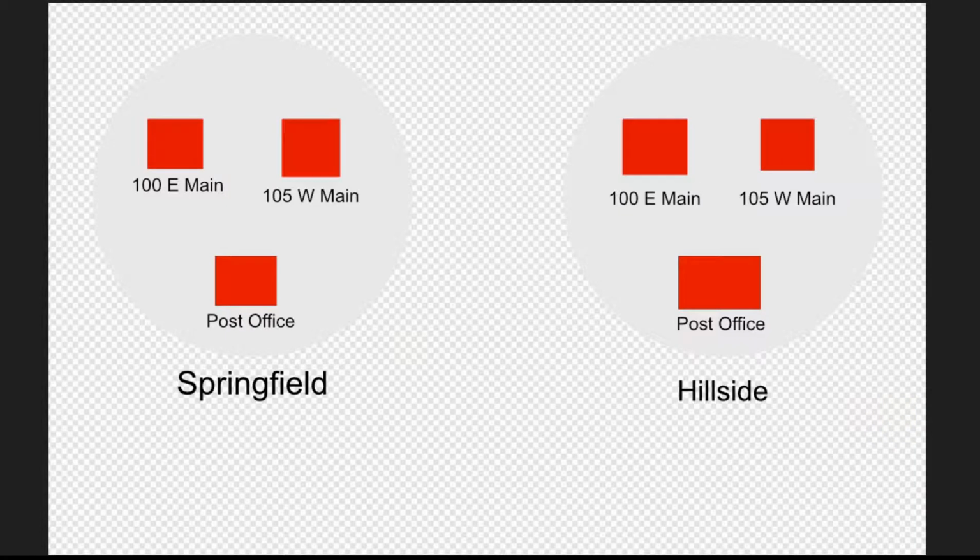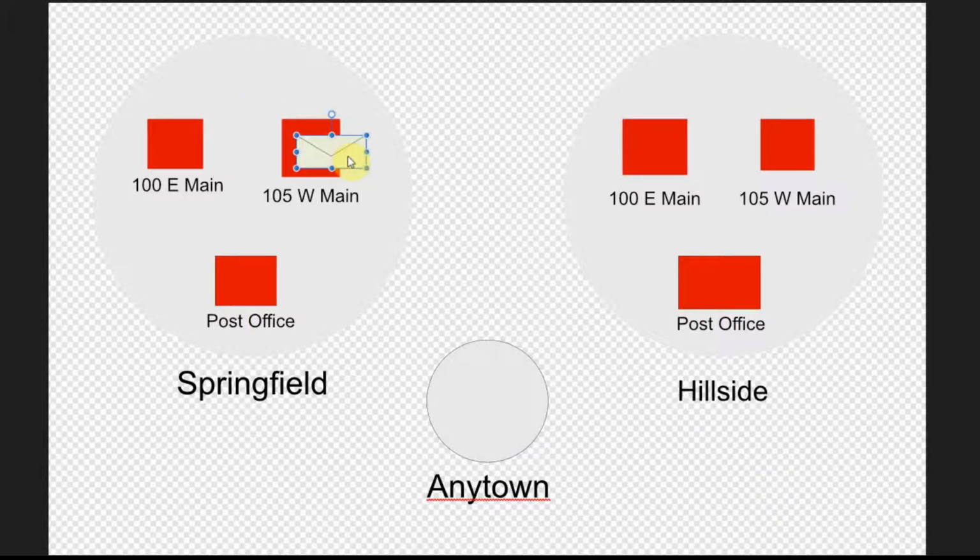Then we're going to have a third town called Anytown. And then we're going to have a piece of mail, and we're going to pretend that's a packet that would go between computers, but in this case it's an envelope that's going to go between houses. If you were living at 105 West Main and you knew the person living at 100 East Main, you might just walk it directly over to them because you would know exactly where they were.